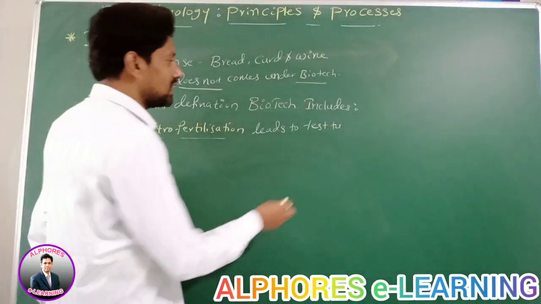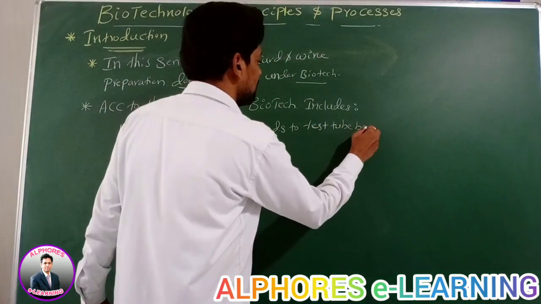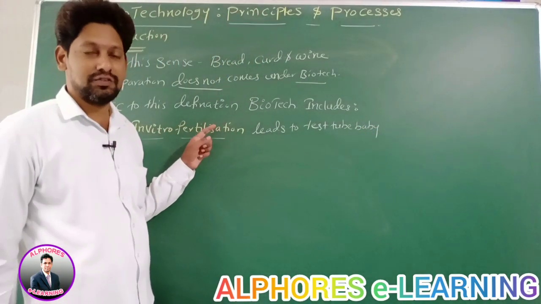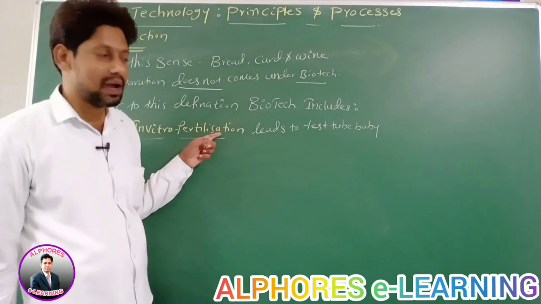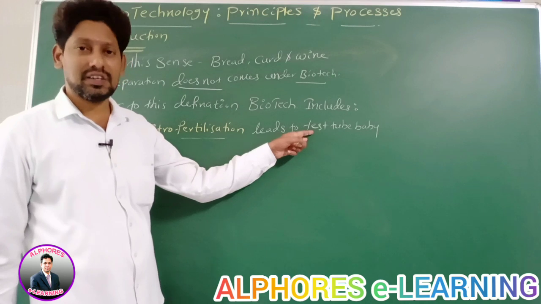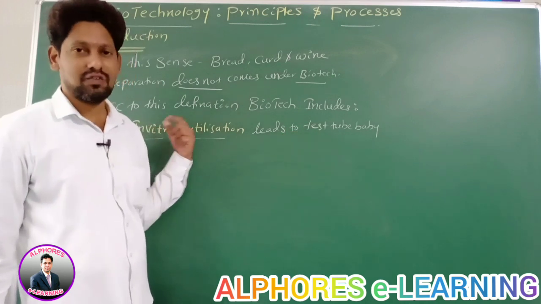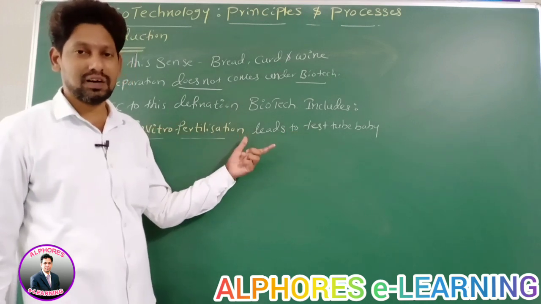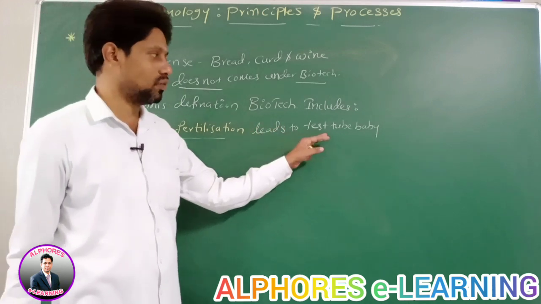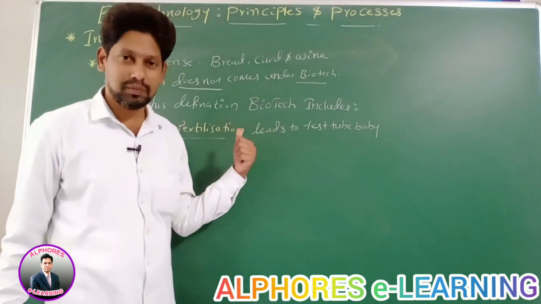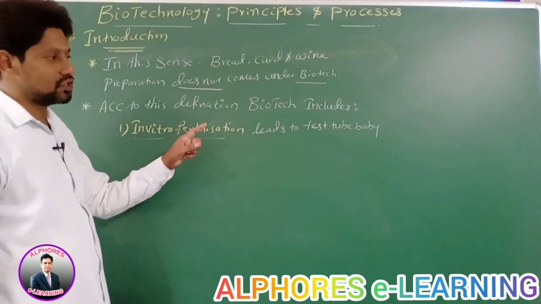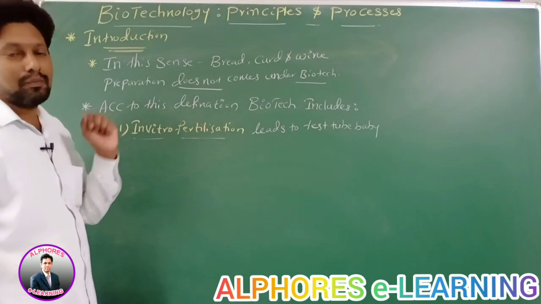which leads to what, sir? Test tube baby. In vitro fertilization is the fusion of male gamete with female gamete inside the test tube, in vitro conditions, which forms a zygote in the test tube. Zygote develops into embryo, right? This embryo develops into a new offspring. We are calling it as what? Test tube baby. Is this statement okay? Right. Therefore, what is the first one? In vitro fertilization, which leads to test tube baby.